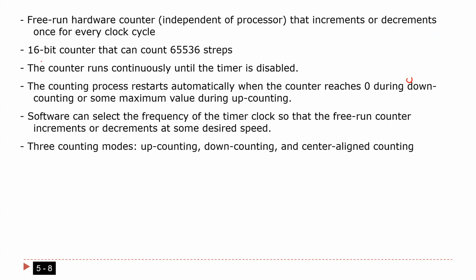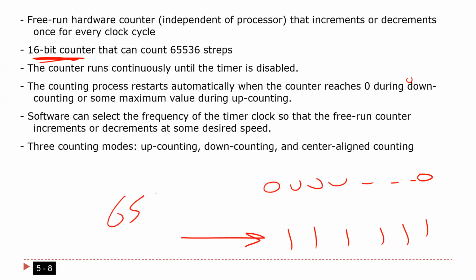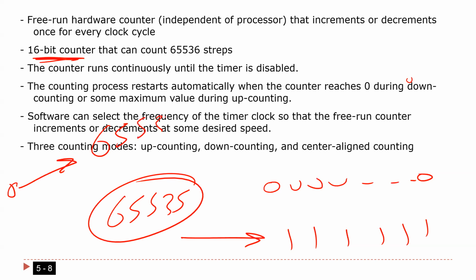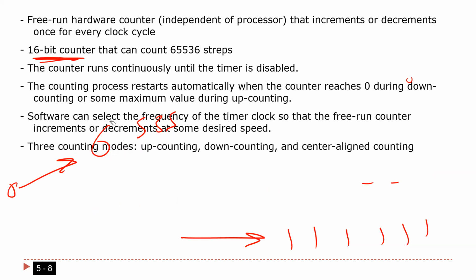One more thing, guys: the counter here is 16-bit. I gave you 3-bit just as a small example, but this one is 16 bits. That means it can count from 16 zeros until 16 ones. You remember 16 ones should be 65,535. So this one counts from 0 until 65,535, and then goes to 0 again. So the counter runs continuously. And then what else do you have here?